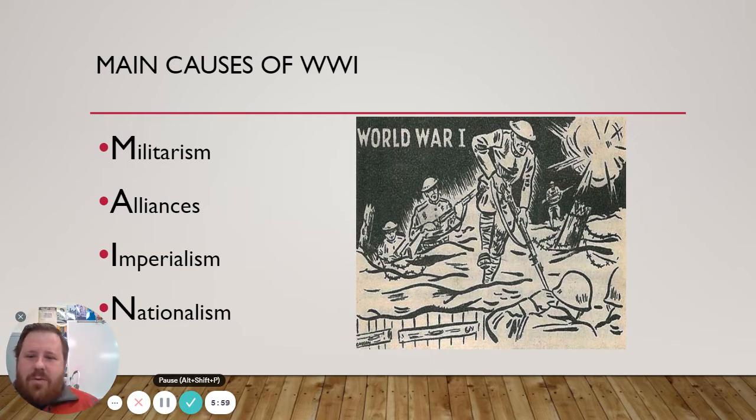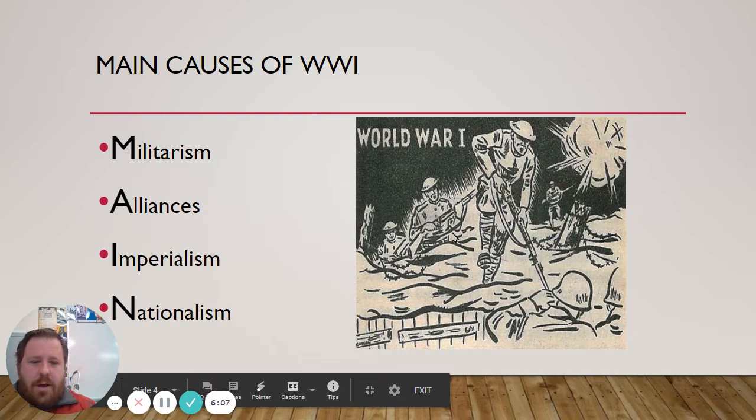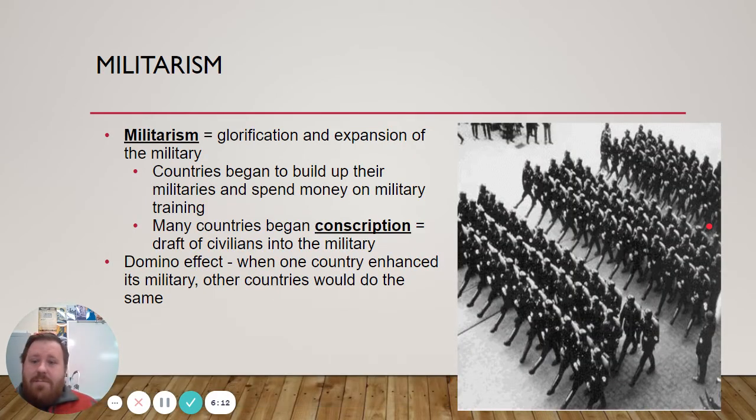All right, so the main causes of World War One were militarism, alliances, imperialism, and nationalism. That spells out the word MAIN, so that can be really helpful for you to remember that. Okay. All right. So the first one is militarism.